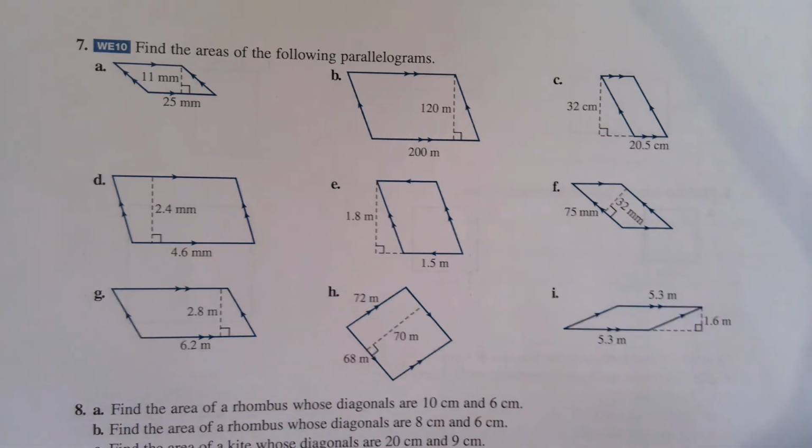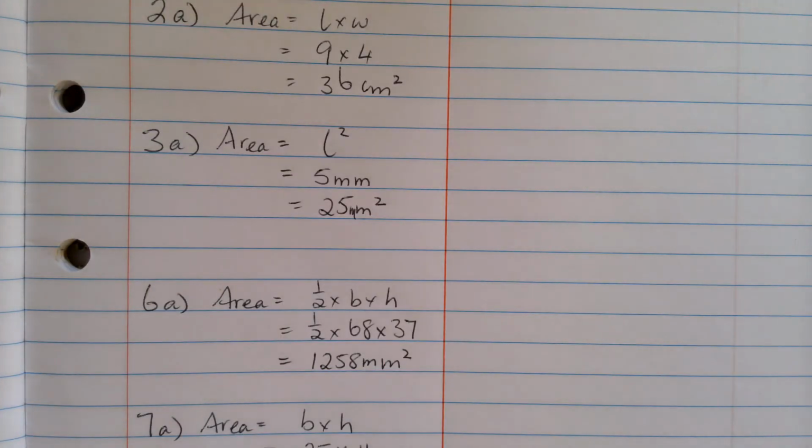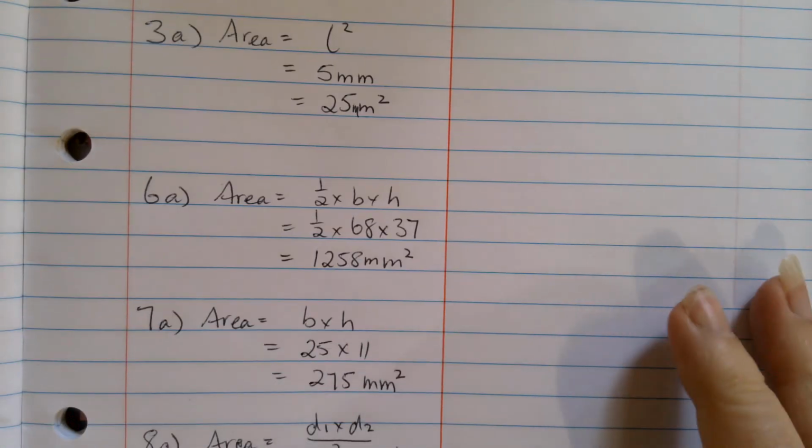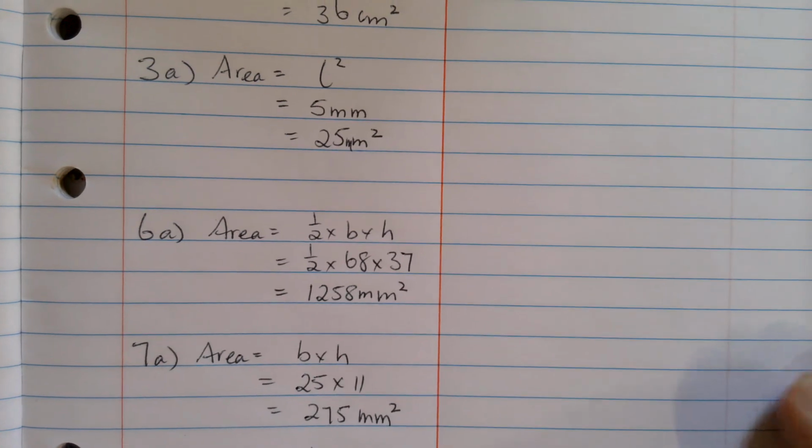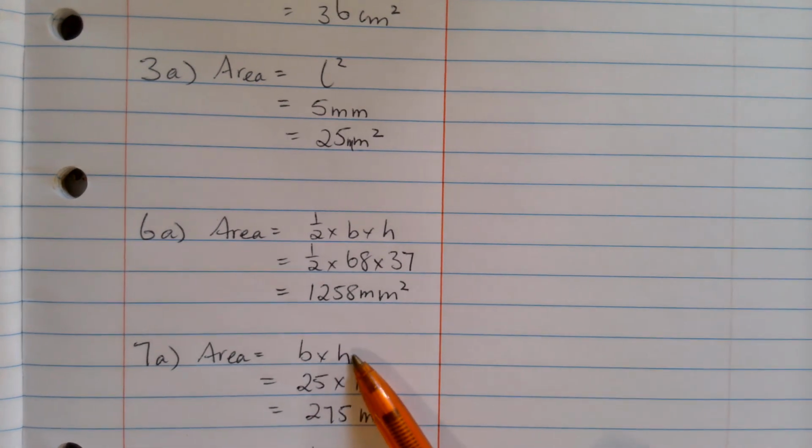Okay, let's do 7 together. Remember, it's the base times the height. Same as a rectangle, length times width, except we don't do the width, we do the perpendicular height. We checked they were both the same unit and we multiplied them. Square millimetres. You must include your units when you're finished.